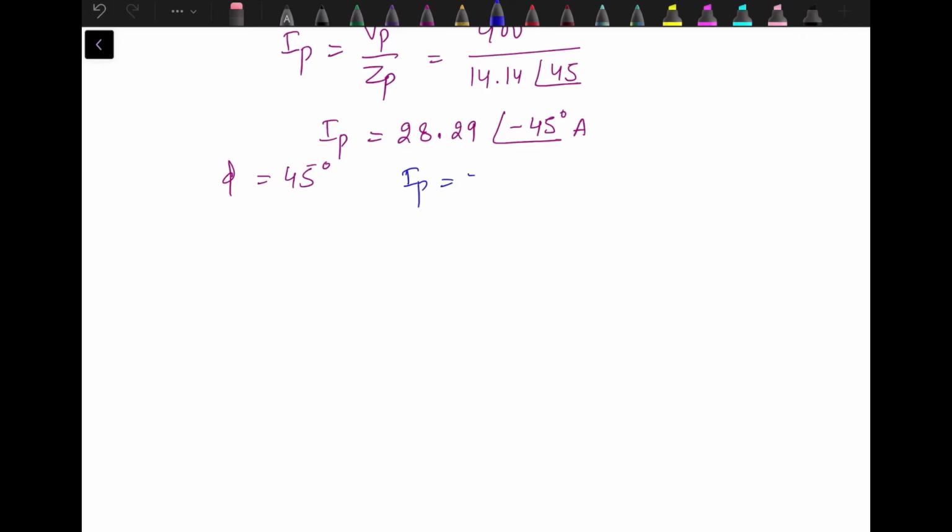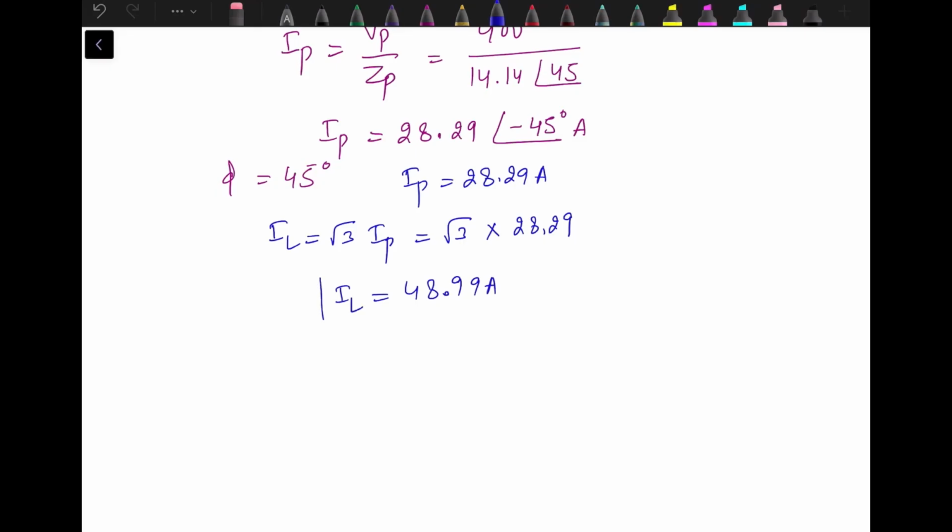Magnitude of IP is 28.29 amperes. IL, which is equal to root 3 times IP, so it's root 3 into 28.29. It's 48.99 amperes. So this is the value of line current when the coils are connected in delta.